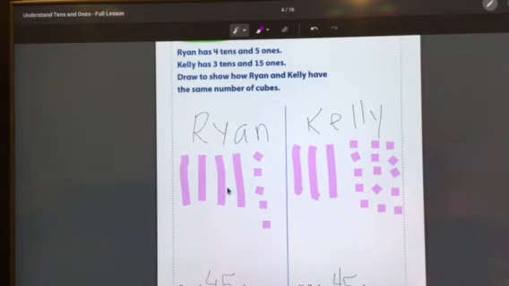So as you can see, when I counted Kelly's, it took me longer because they didn't put this into another group of 10. They had it split into 2 groups of 5.